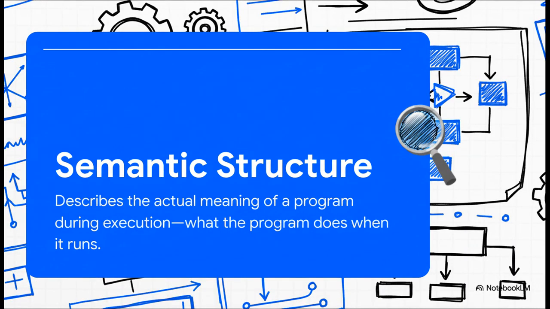And that brings us to the final layer, dynamic semantics. This is it. This is the whole point. This is the ultimate meaning of your code, what it actually does when it's up and running. It's the logic, the behavior, the final result. This is where the rubber meets the road.